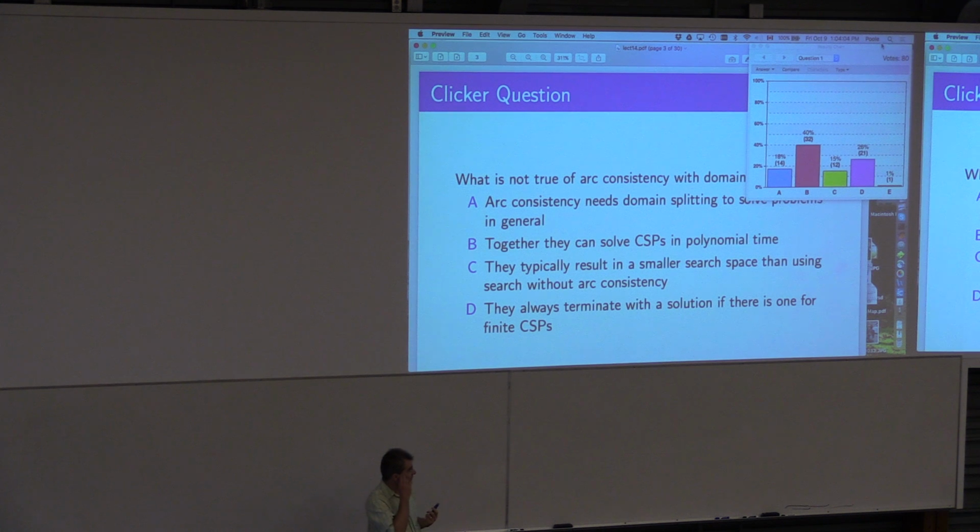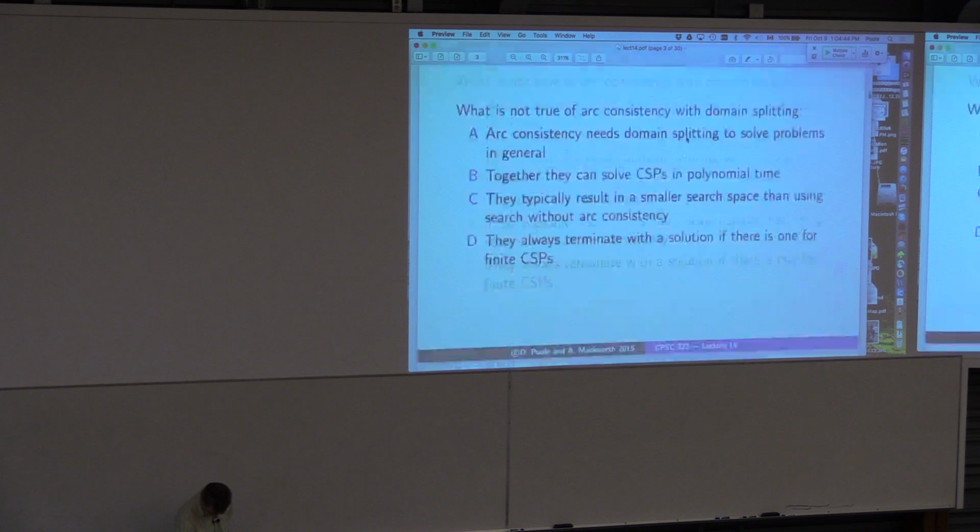D, if there's a finite CSP, they always terminate. Right? There's only a finite number of variables to split, and there's only a finite number of sizes. But together they don't solve CSPs, so B is false. So B is the correct answer here. They don't solve it in polynomial time. In fact, we can't solve CSPs in general in polynomial time. So the answer here is B. Any questions about that? Okay.